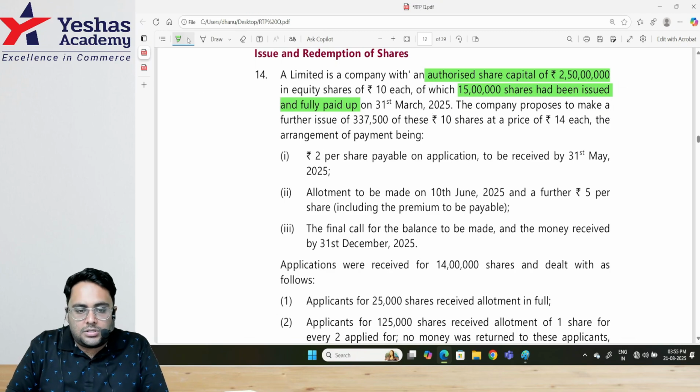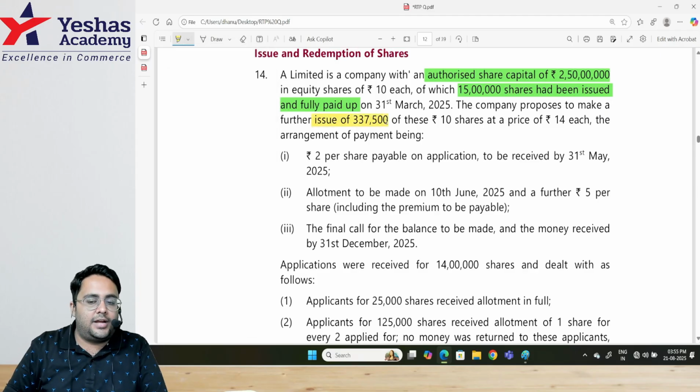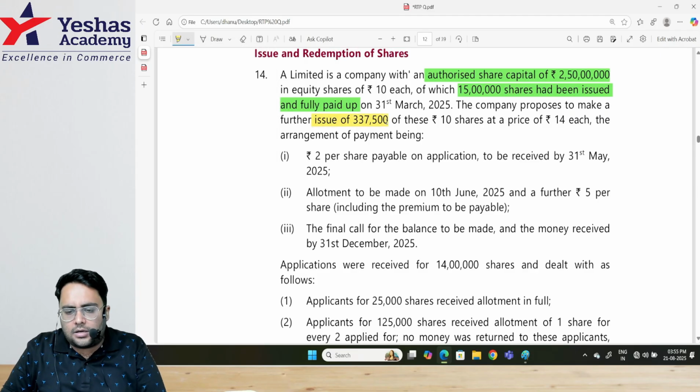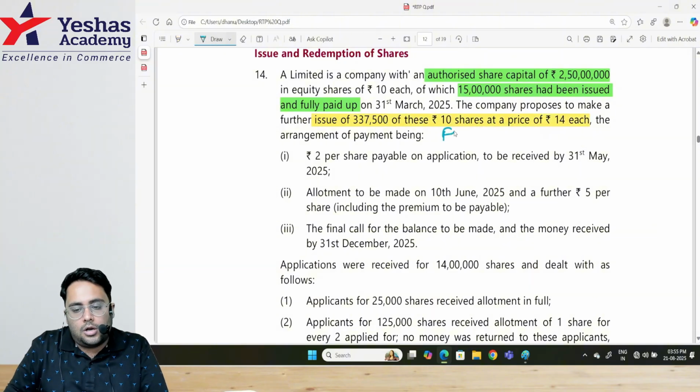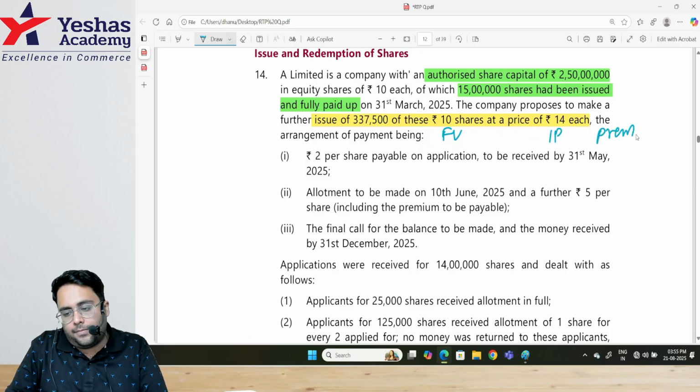The company proposes to make a further issue of 3,37,500 shares of these 10 rupee shares at a price of 14 each. What is the face value? 10 rupee. What is the issue price? 14. How much is your premium? Your premium is rupees 4.